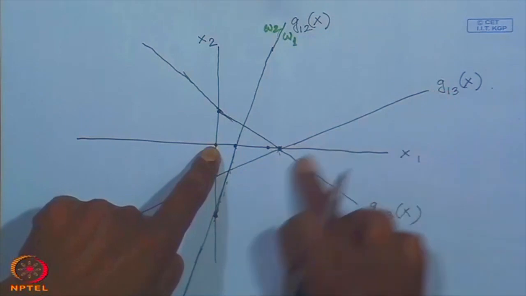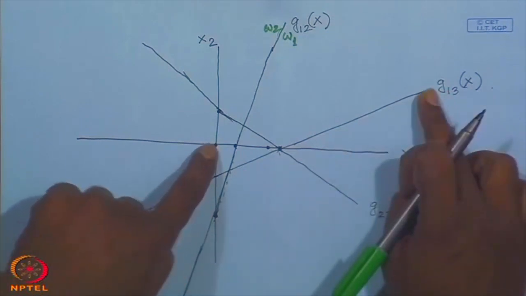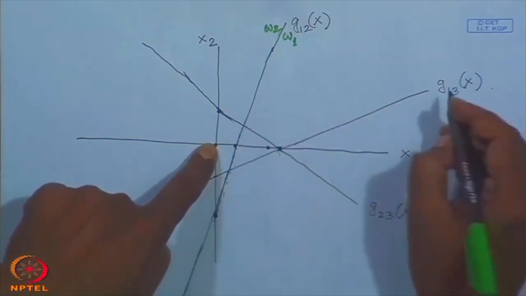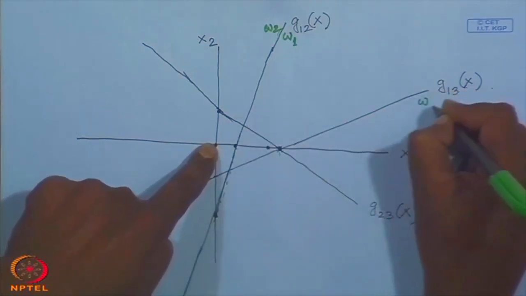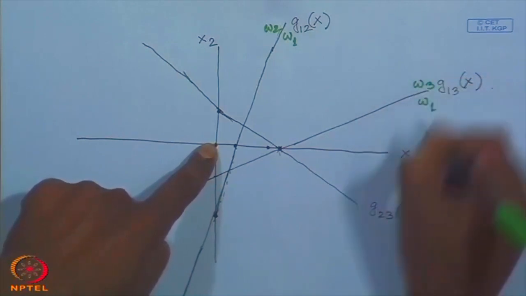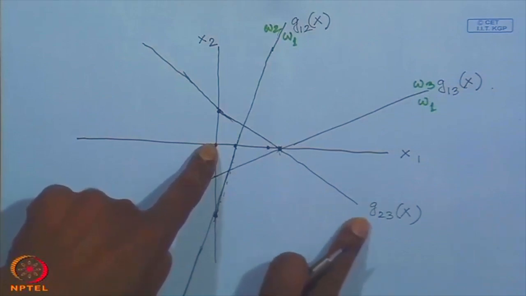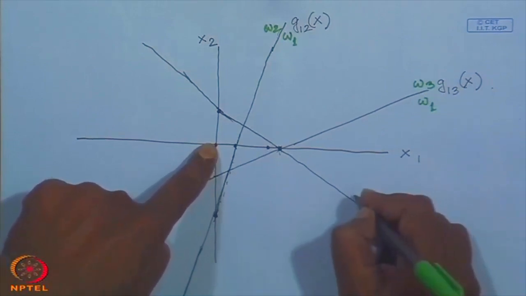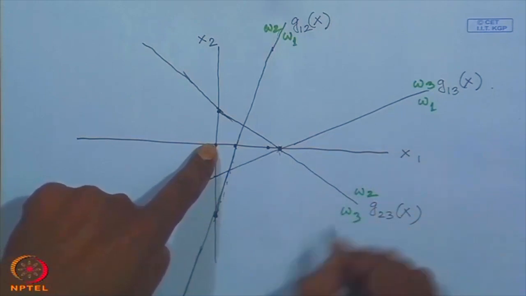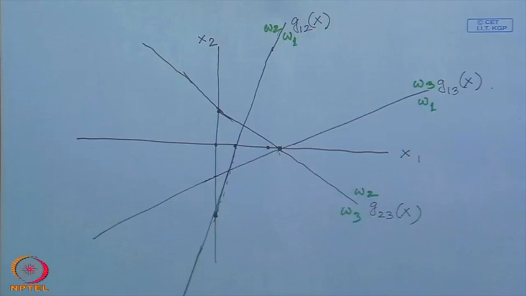Coming to g13(x), as this is on the negative side, g13(x) will be positive on the other side. So, this side will be your omega 1 and this side will represent omega 3. Coming to this g23(x), this side will represent omega 2 and this side will represent omega 3. So, with this, now let us try to distribute or allot different regions to different classes.